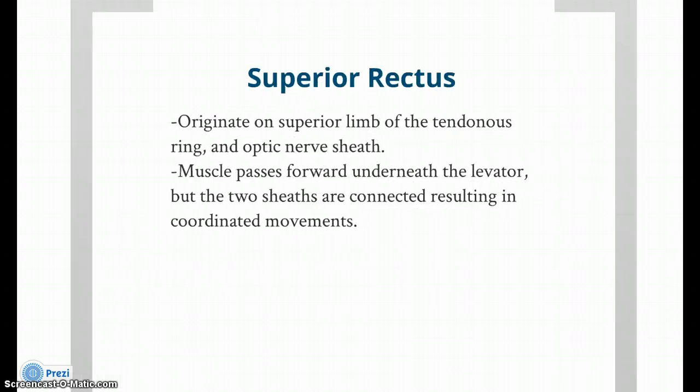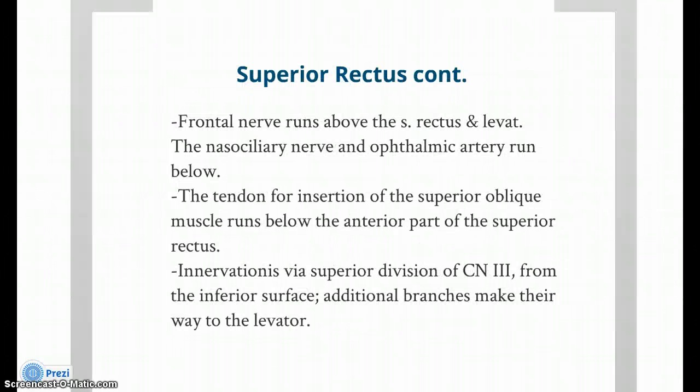The superior rectus originates on the superior limb of the tendinous ring and the optic nerve sheath. The muscle passes forward underneath the levator muscle, but the two sheaths are connected, resulting in coordinated movements, so the movements go together. The frontal nerve runs above the superior rectus and levator. The nasociliary nerve and ophthalmic artery run below it. The tendon for insertion of the superior oblique muscle runs below the anterior part of the superior rectus. Innervation is via the superior division of cranial nerve 3, or the oculomotor nerve, from the inferior surface, and additional branches make their way to the levator.